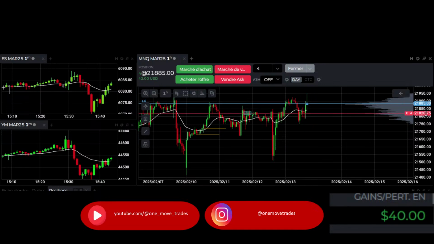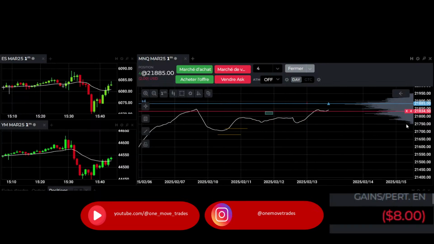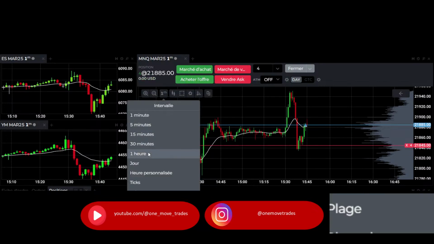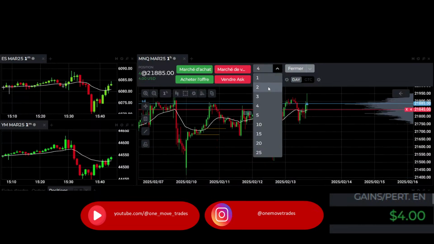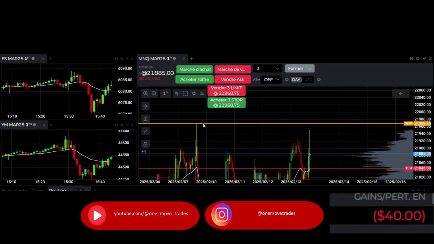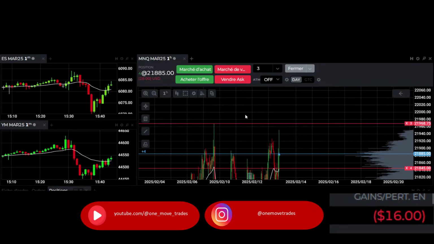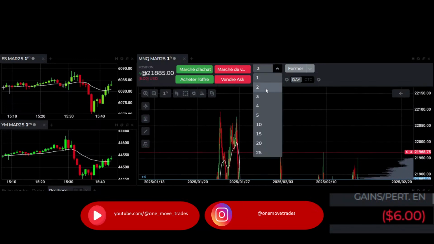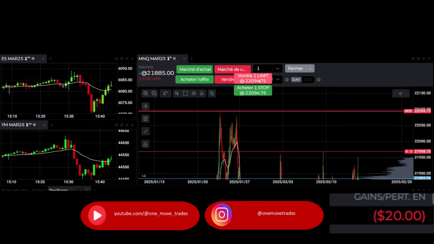So I will come back to 1 hour. Stop loss is here. So we have the stops here, and on 1 hour I will put 3 contracts here, and I will leave 1 runner here.